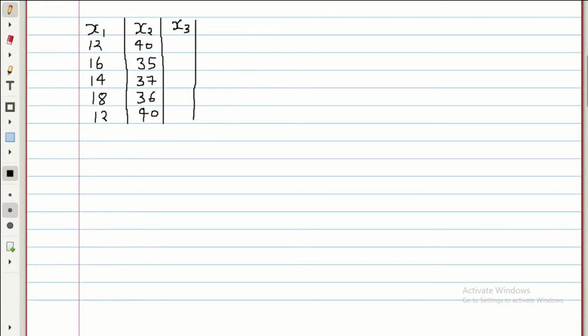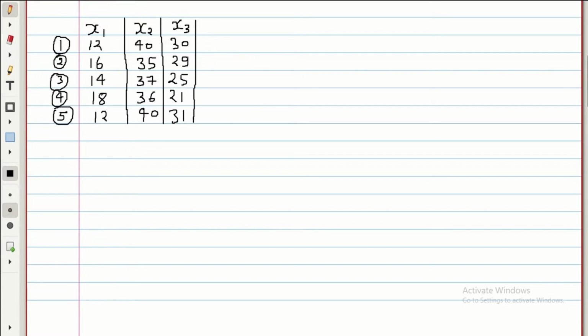And the third and last feature I will take values here 30, 29, 25, 21 and 31. You can see that there are 5 instances, so I am also numbering them 1, 2, 3, 4 and 5.